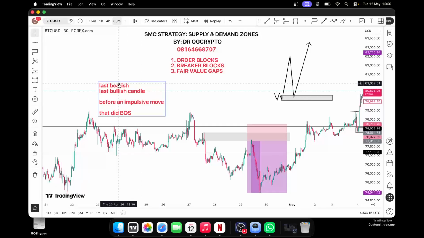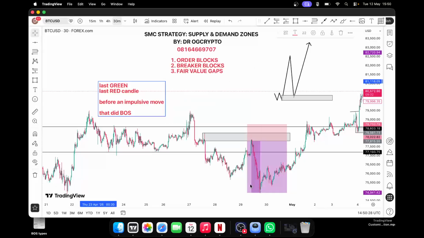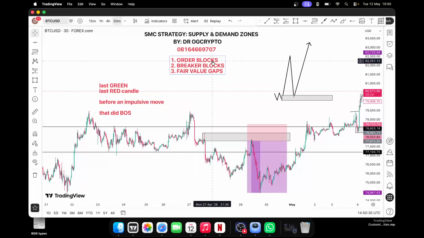Let me not confuse you guys. Let me use green. Last green or last red candle. Let me use that one. So we have two types of order block. Bullish order block. Now, what do we use bullish order block for? We use bullish order block to long the market, right? We use bullish order block to long the market.